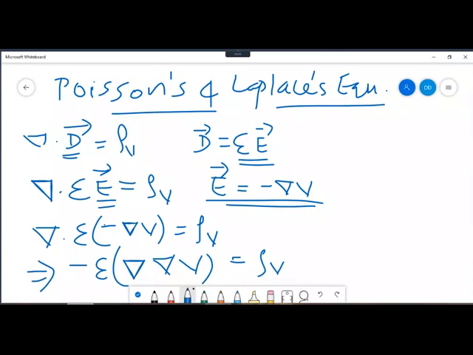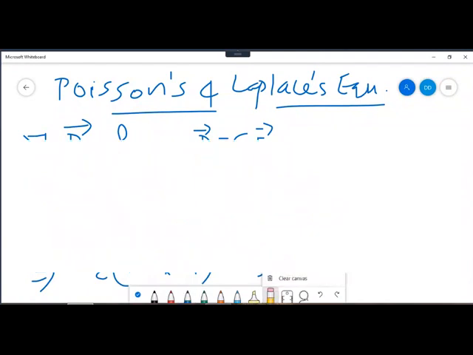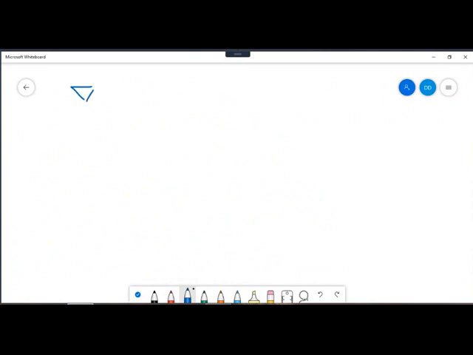Okay, so let me continue. I'll bring this minus epsilon to the right hand side, RHS. So this equation becomes del dot del V equals minus rho V by epsilon, because I bring this minus epsilon to the RHS.